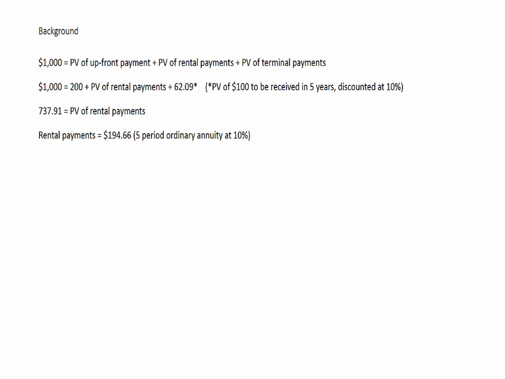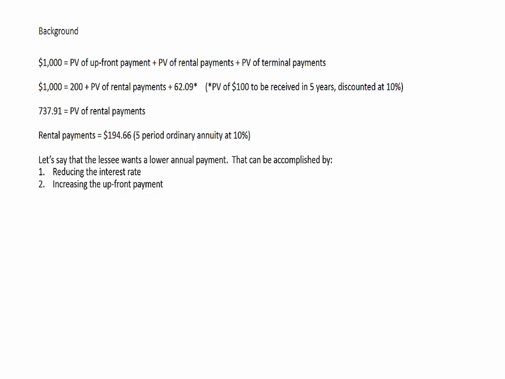Again, this just summarizes what we just went through. Now, let's say that the lessee wants a lower annual payment. Looking at that formula up at the top of the sheet, that horizontal equation, we basically have 4 items. We have the value of the asset, we have the present value of the upfront payment, we have the present value of the rental payments, and we have the present value of the terminal payments. So we have 3 things that have to add up to $1,000. If you want to make one smaller, the other ones have to get larger. So let's see how we can get a lower annual payment.